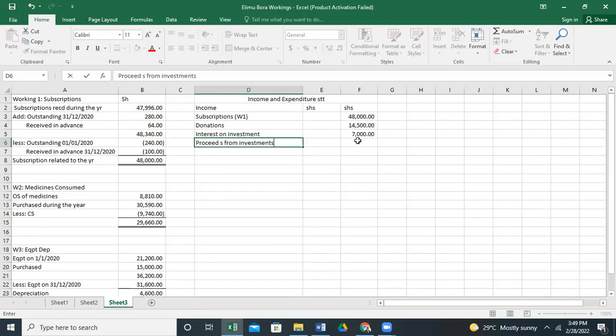And the proceeds are 10,450. I'm trying to scroll through to see whether I have any other income item. Not really. So I go to the expenditure. I can leave 2 lines just in case I get any. So we go to the expenditure.